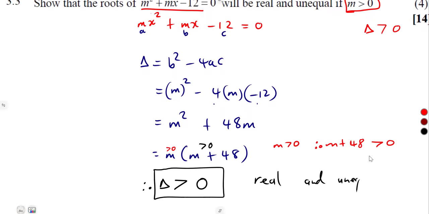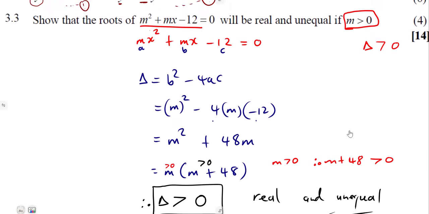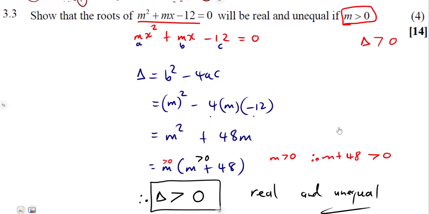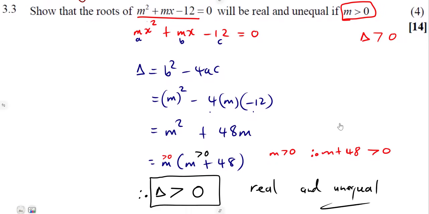Real and what? Real and unequal. So that is the concept that we had to prove from the m that we are given. It's a value that is greater than 0. So therefore, delta is also going to be greater than 0. All right. So that was it on question number 3. Let us move on.